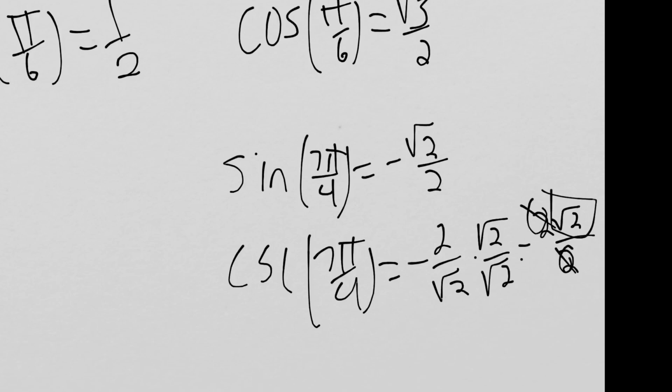Okay, so if you can figure out your sine, your cosine, your tangent, then you can figure out your secant, cosecant, cotangent by just flipping the other ratio, because again, they are reciprocals.